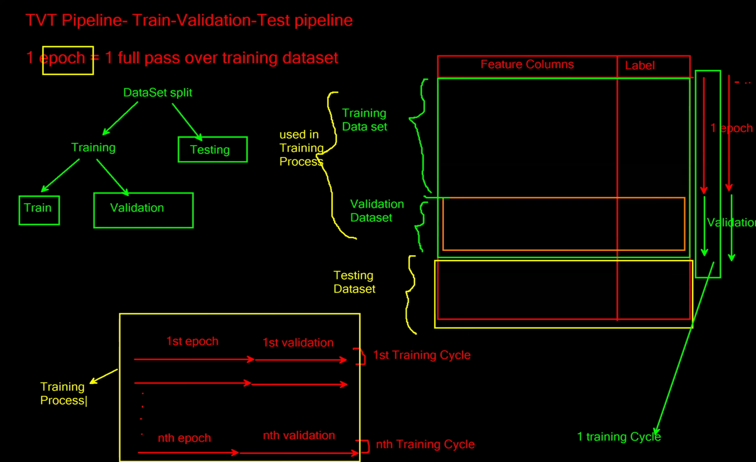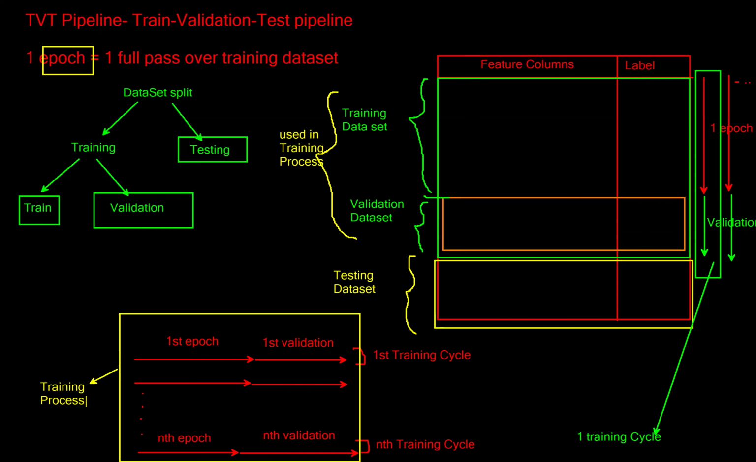Okay. So this is what a TVT pipeline is, because people are confused. They think that the first epoch will happen, then the second epoch, then the nth epoch, and once all the epochs are completed, validation will start happening one by one. No, it is not like that. One epoch and one validation always happen in a pair, and collectively they are known as a training cycle.